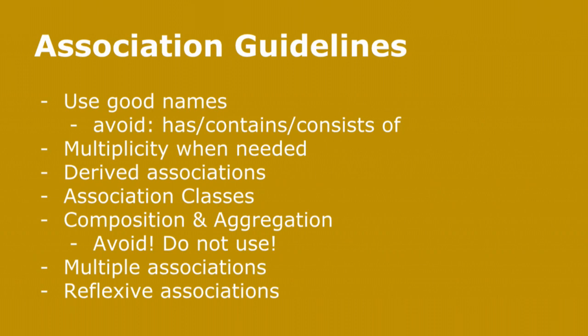An example is, we have a person and we have a car and we have an association between them, and if we use just has, we have no idea what it means. A person has a car. Does it mean that he or she drives the car? Do they own the car? Have they owned?